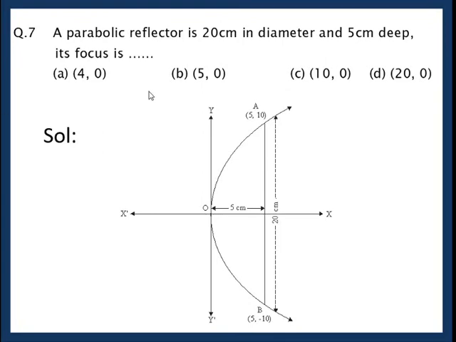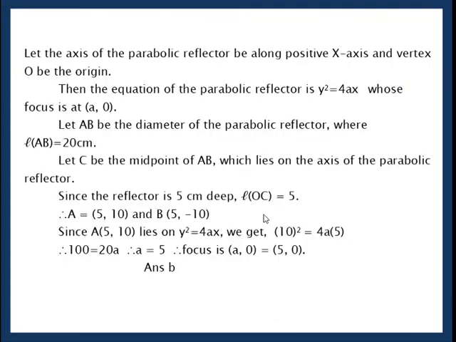Now this sum is an important one. A parabolic reflector is 20 centimeter in diameter and 5 centimeter deep. Its focus is, see, this is the diagram. See, this is 20 and this is 5. Now let the axis of the parabolic reflector be along the positive x-axis and the vertex O be the origin.